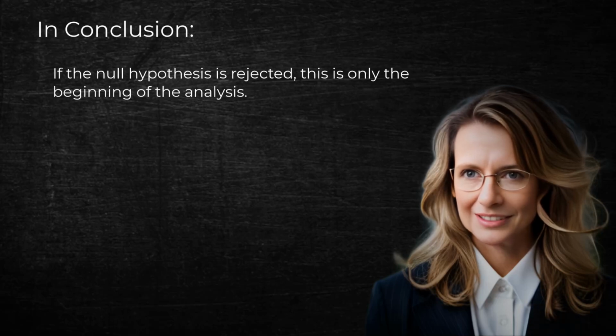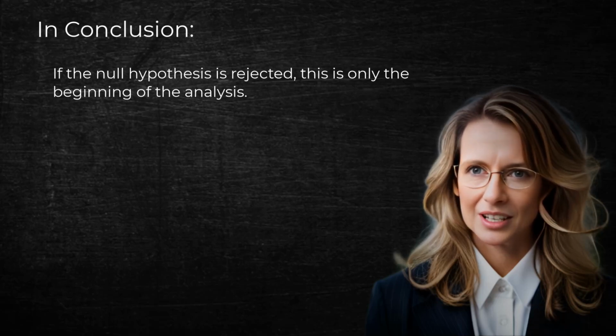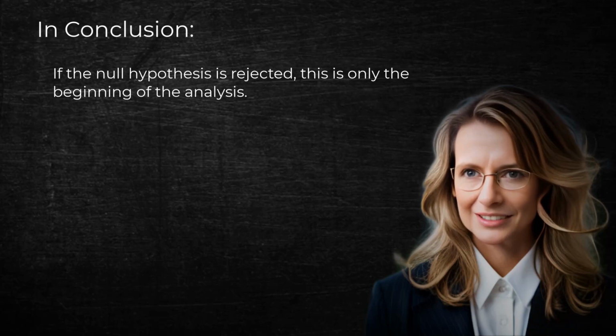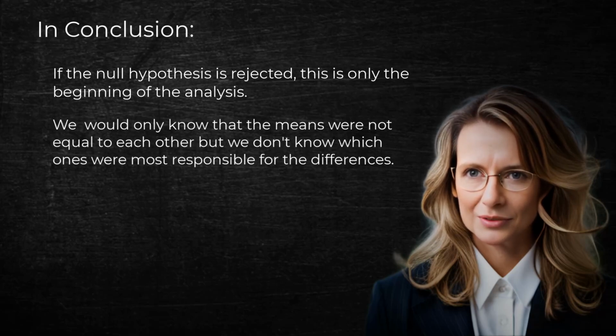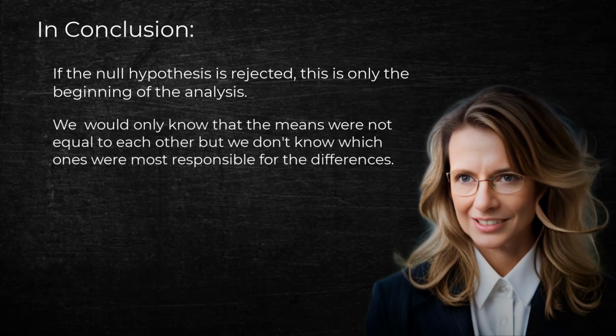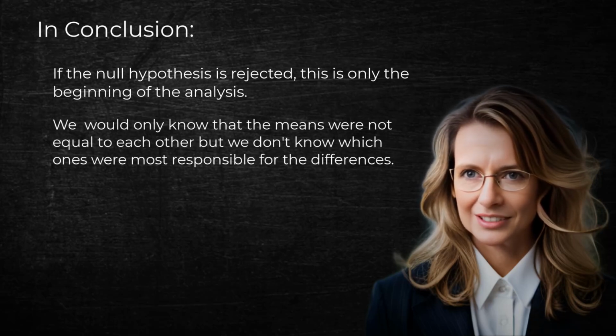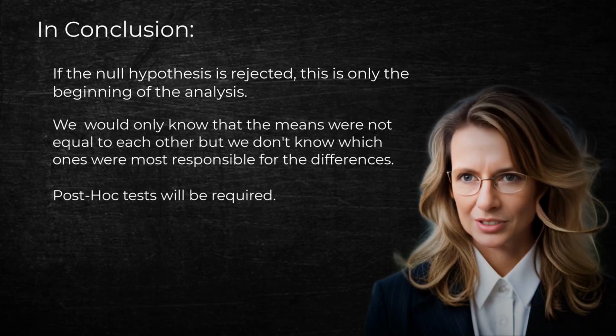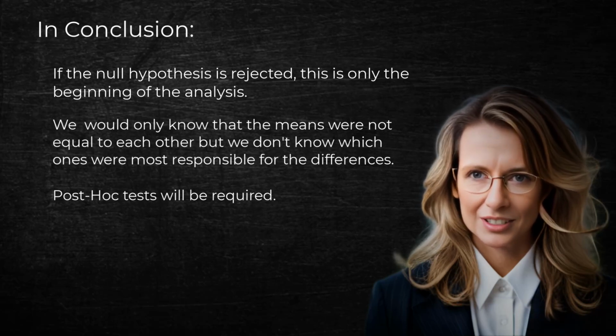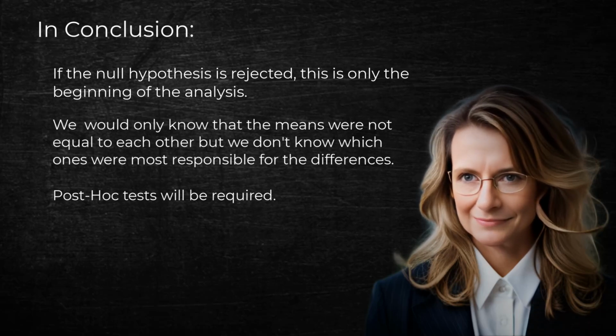In conclusion, it is important for you to know that if we reject the null hypothesis that the means in the population are equal, in favor of the alternative hypothesis that at least one of them is different than the others, this is only the beginning of the analysis. We would only know that the means are not all equal to each other, but we don't know statistically which ones are most responsible for the differences. To determine that, we have to conduct follow-up analyses, which are called post hoc tests. We will not be discussing those tests in this video, but they are important for you to learn about in your subsequent study of analysis of variance.